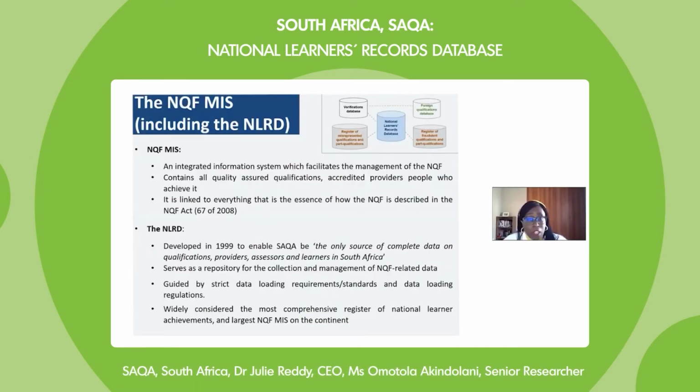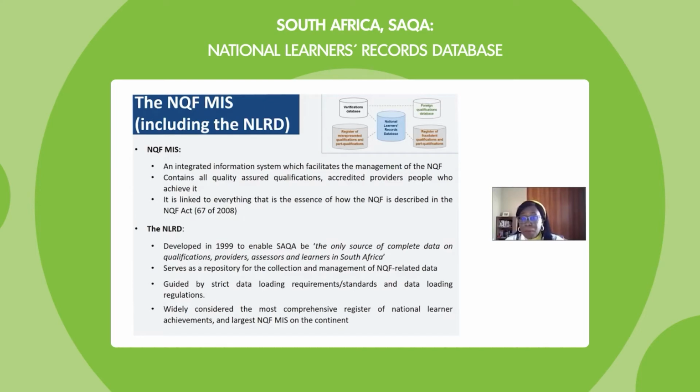Right. The NQFMIS is a system that consists of various databases, and I'll just linger on this diagram on the top right-hand corner of my slide for a bit. In its current form, it is referred to as the National Learners Records Database, and it contains information on registered qualifications and part qualifications, professional bodies and professional designations, and other information provided for by the NQF Act of 2008. Some of the other databases, or registers, that make up the NQF MIS, and Julie has already touched on the registers of misrepresented and fraudulent qualifications.